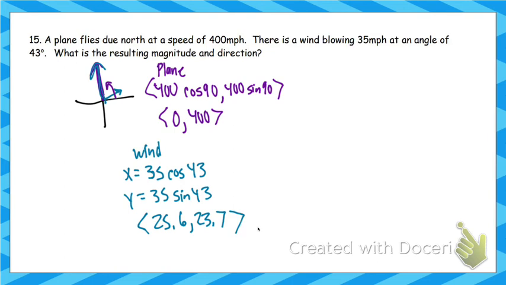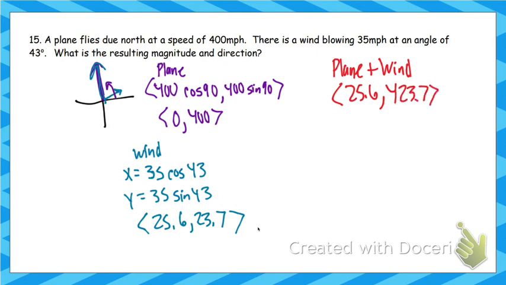So again, just like we did in the last problem, we need to find our resultant vector. So our resultant vector is what we get when we add these two together. So we'll take the plane plus the wind. Again, we have to have the component form first. Don't just add the individual pieces, find the component form. All right, so 0 plus 25.6, 400 plus 23.7, that is your resultant vector.